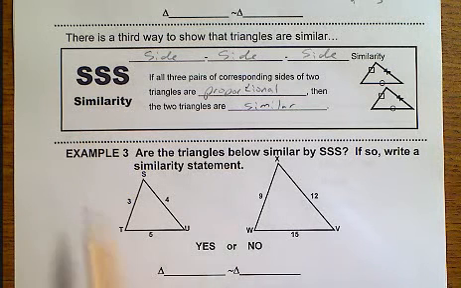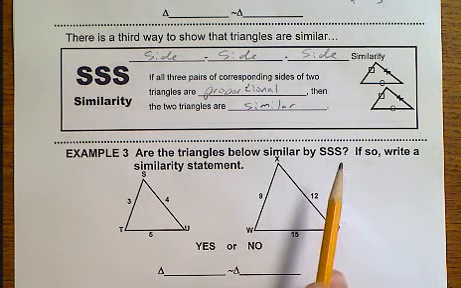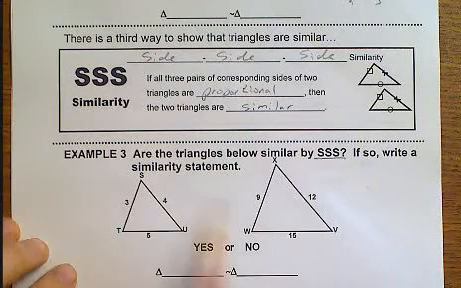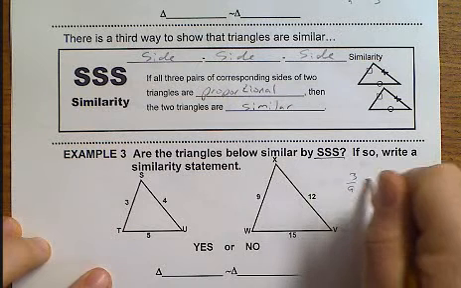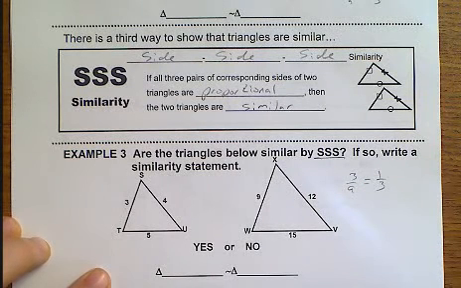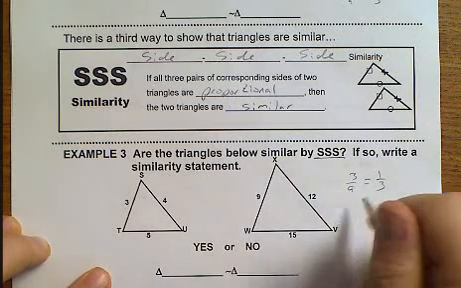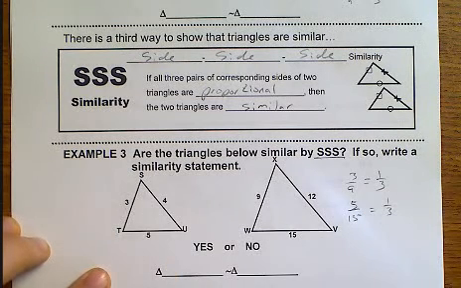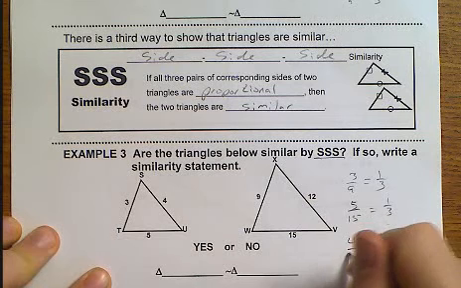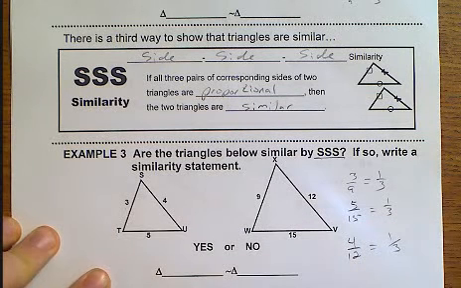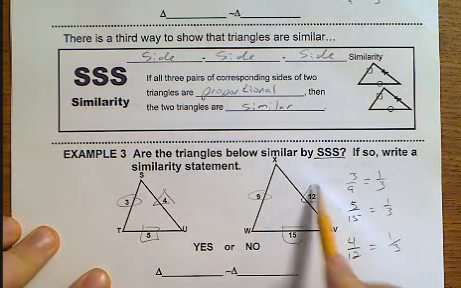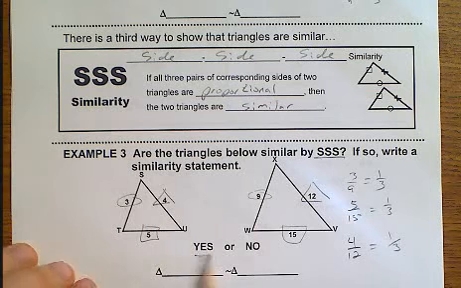So, are the triangles below similar by SSS? If so, write the statement. Well, 3 over 9 is 1/3. 5 over 15 is 1/3. And 4 over 12 is 1/3. So yes, these are in fact similar.